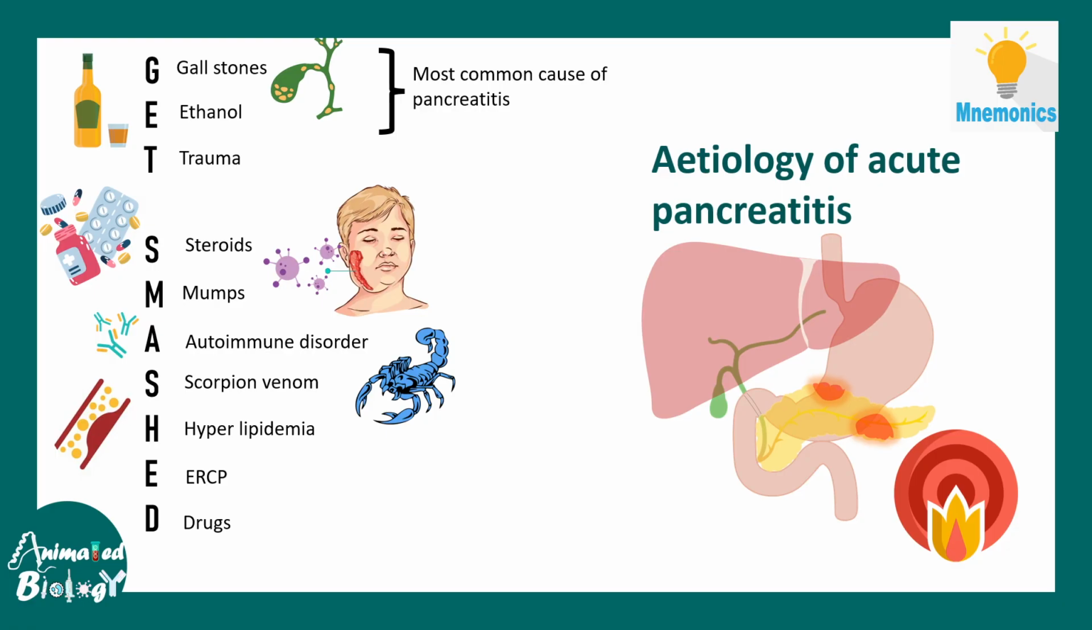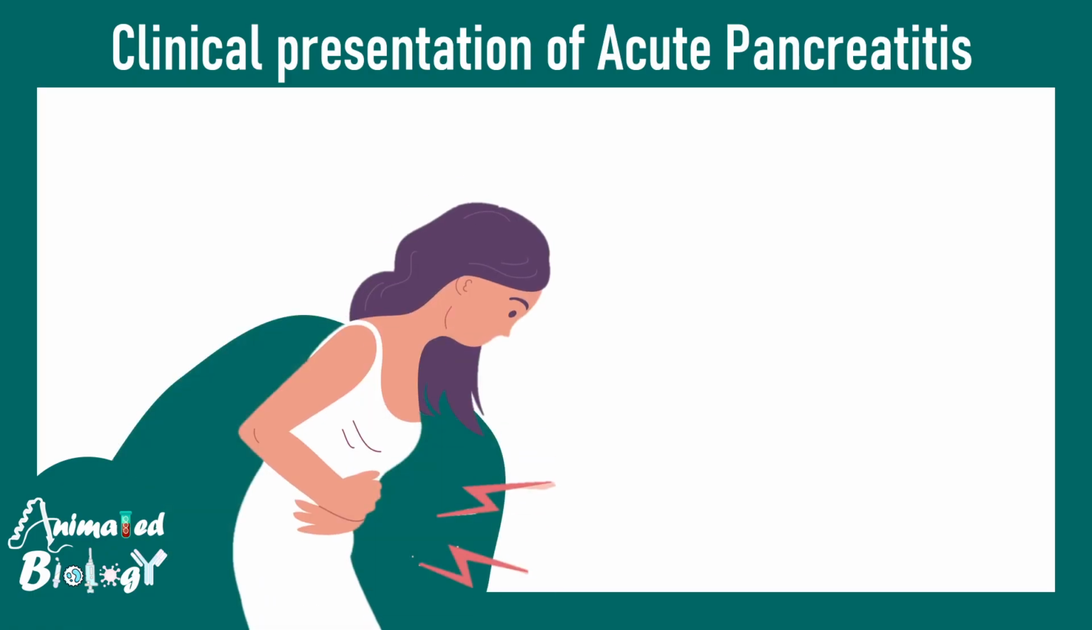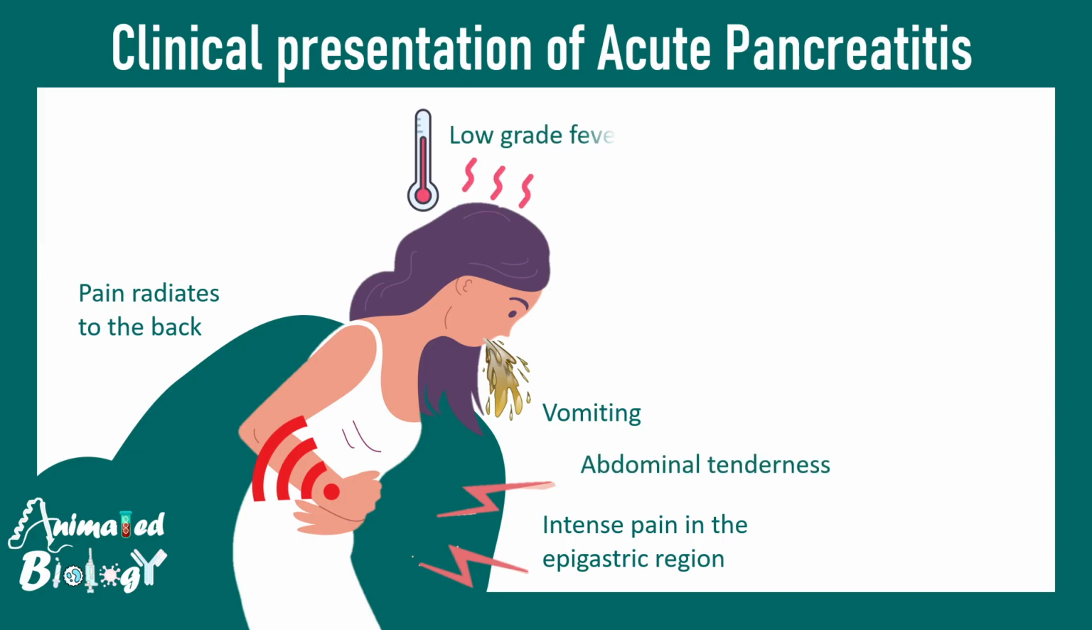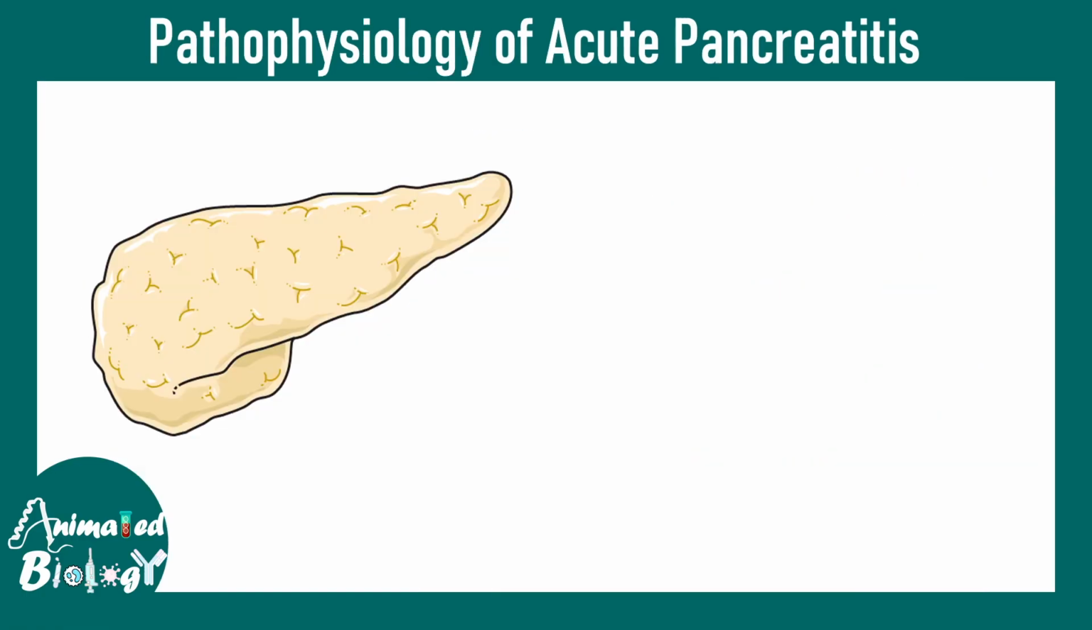Now let's talk about the clinical presentation of acute pancreatitis. So obviously there is pain in the epigastric area which can radiate towards the back as well. There is vomiting, abdominal tenderness, low-grade fever, and the patient is systemically unwell. There is also tachycardia, and the diagnosis is based on all these symptoms which we talked about, and serum amylase level is one of the common diagnostic markers in this case.